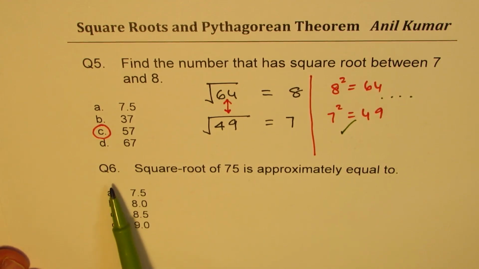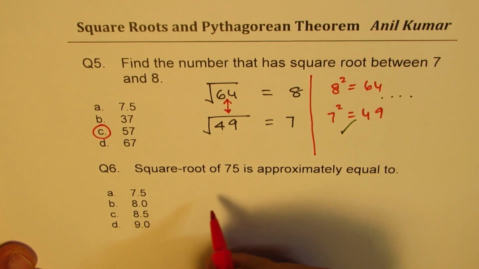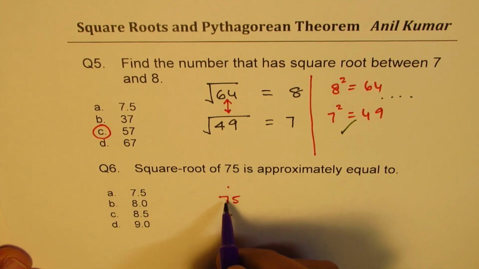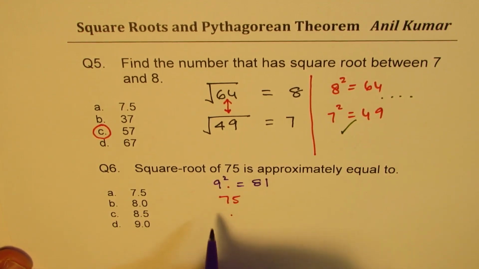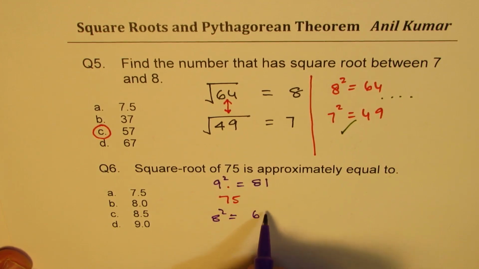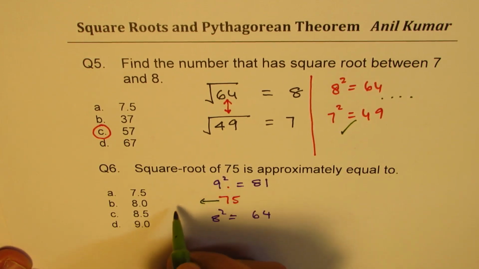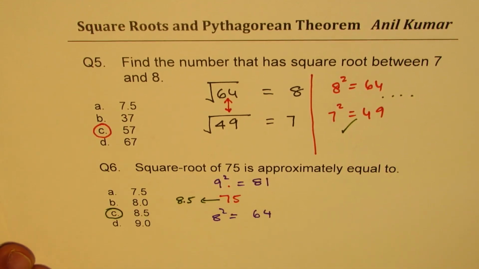Perfect. Question number 6. Square root of 75 is approximately how much? So we have 75 and we know it is between what two numbers which are perfect squares. More than 75 is 9 square, which is 81, and 8 square is 64. So we are looking for a number in between these two. In between these two means more than 8, less than 9. 8.5 is a good option. So option C is the correct option. Does that make sense to you?